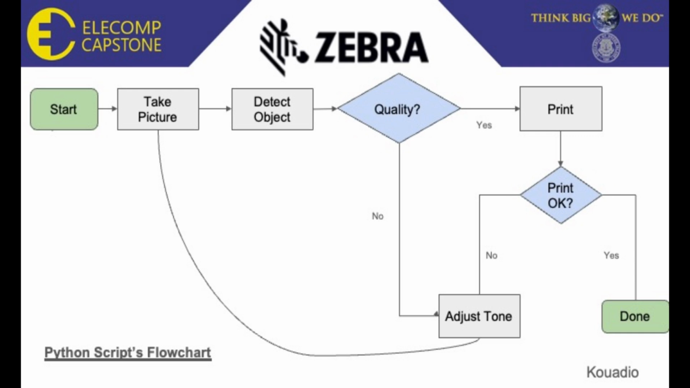During the spring semester, I'm mainly focused on developing a Python script for the parameter adjustment loop. So this is a simplified flowchart of the resulting code. After the start, we take a picture, detect the object, and then we check if the quality is good. If it's good, then it's printed. We double check the quality of the print again. If we are satisfied with it, then the process is done. If we're not satisfied with it, we send a comment to have the tone adjusted, and then we send it back again to take the picture and restart the process.